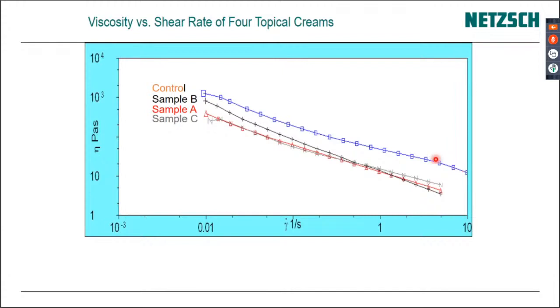But if it's thicker, then it's probably going to be more of a barrier cream. And here, obviously, at the low shear, we have the storage stability, and then somewhere in the 1 to 10 region, we have the pumpability and the aesthetic feel of it. So all these things can be characterized with a viscosity flow curve.